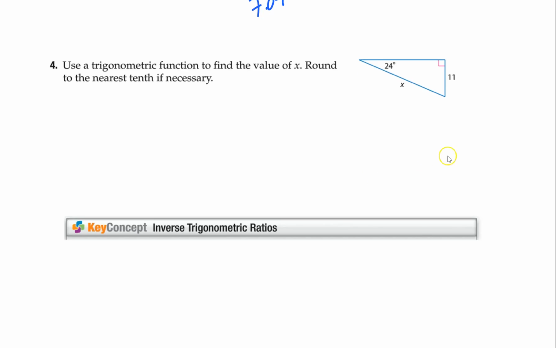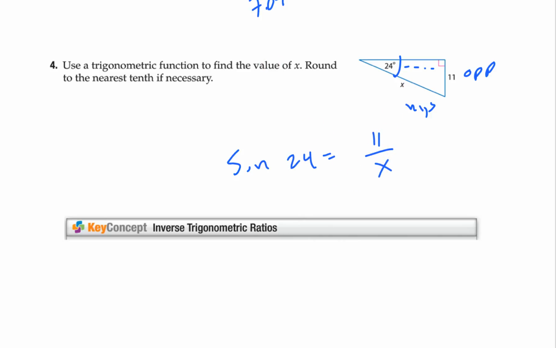One more. So same idea, right? Let's label our sides real quick. Opposite. That's the same question. Let's do sine again. Sine of 24 equals 11 over x. Now this is a little different. The math's a little harder. x is on the bottom. How do you solve this?